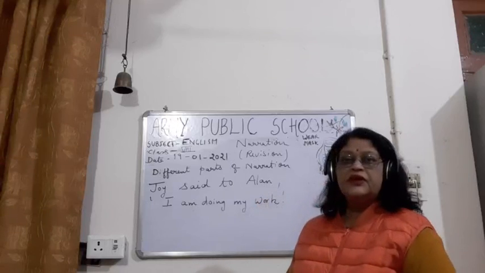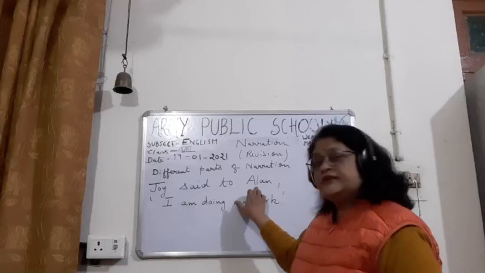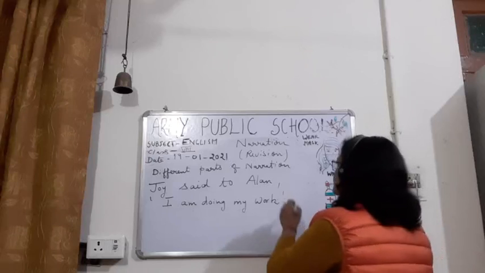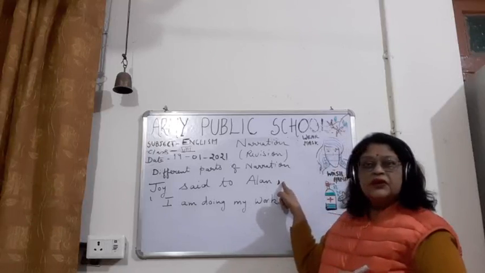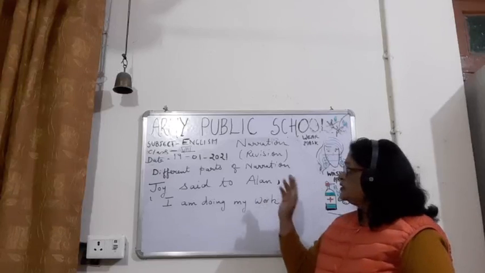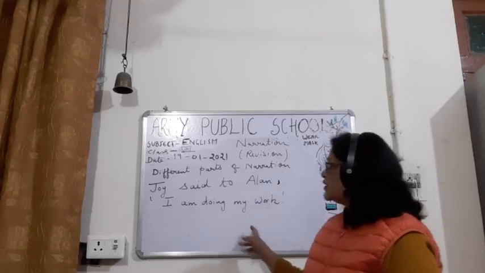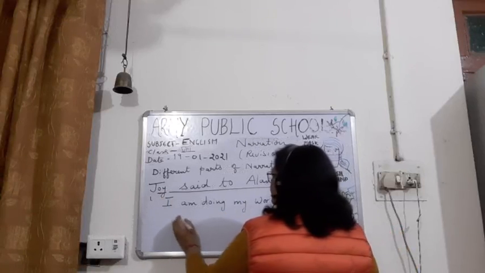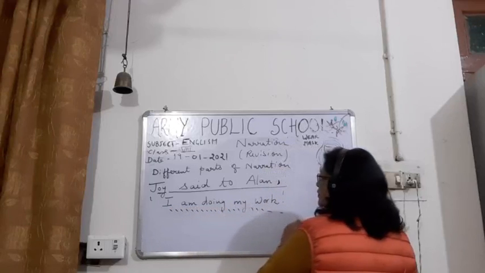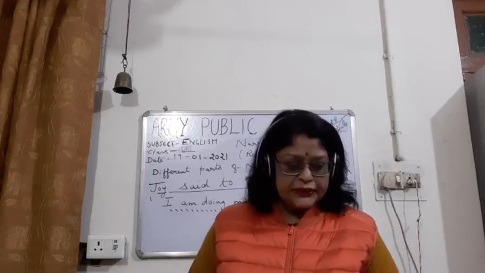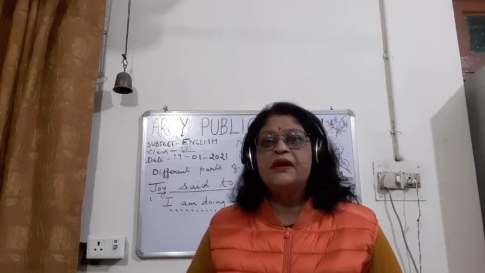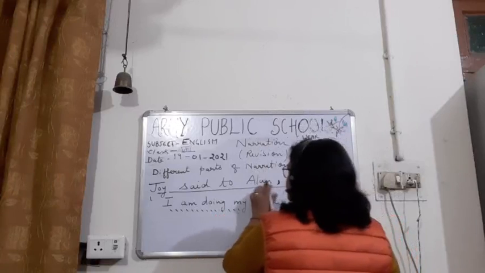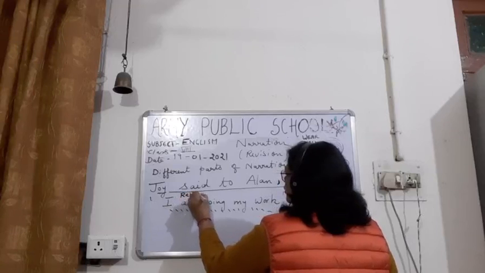Now, if you read this sentence, children, there are two parts here. One part is outside the inverted commas. If you see outside the inverted commas, there is a small comma, this one. So this sentence is divided into two parts. The first part is Joy said to Ellen, and this is the second part. The first part, which is outside the inverted commas, is known as the reporting part.